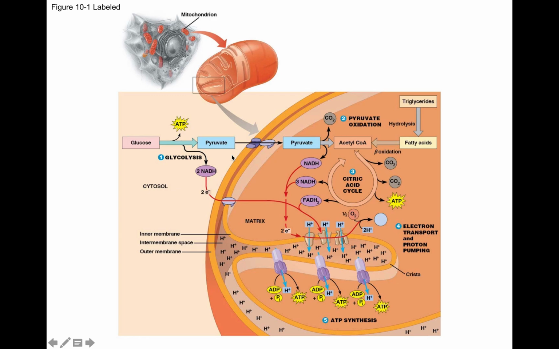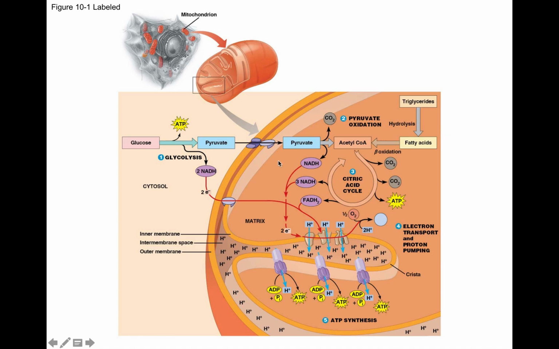And pyruvate has to get from the cytoplasm across both membranes into the matrix. So across the outer membrane and the inner membrane and the intermembrane space. There is no inner membrane space, but there is an intermembrane space with a T. Okay, it's across that space into the matrix, which is inside both membranes.